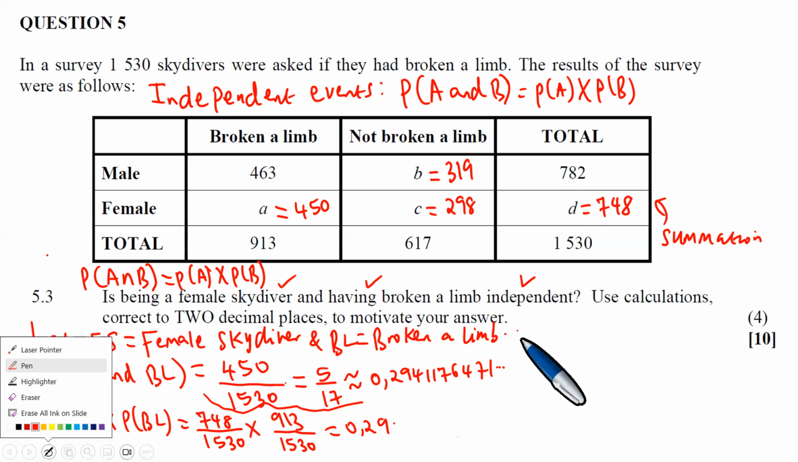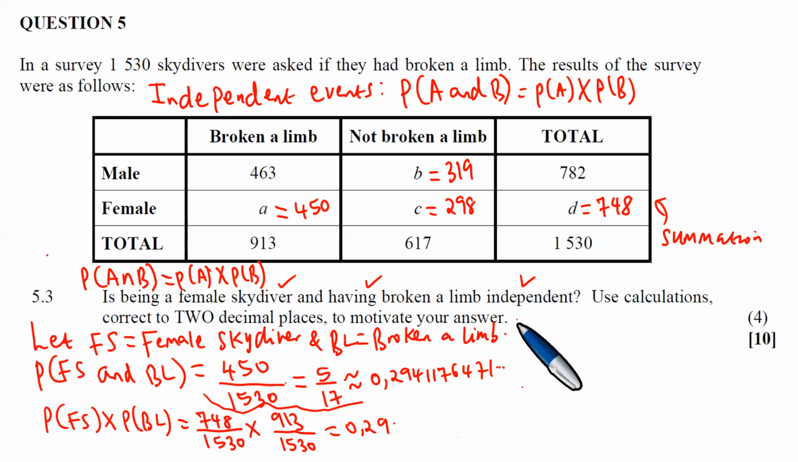Okay, so let me divide the screen a little bit to finish. I know that I'm writing too much, congesting everything here. So now we can see that the probability of a female skydiver and broken a limb is 0.29, the probability of female skydiver times broken a limb is 0.29 as well.